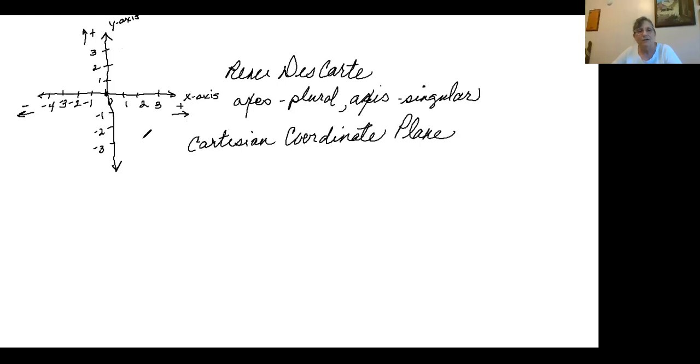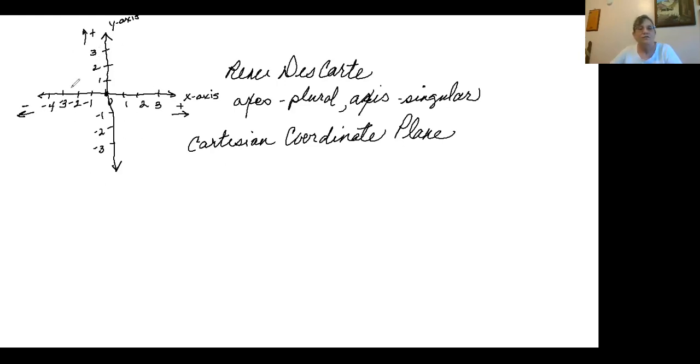It's a plane because it's flat, but it's two-dimensional, up and down. You might call that length and width. The coordinates refer to the numbers that are used to identify any particular point in this space. And Cartesian actually is named after René.